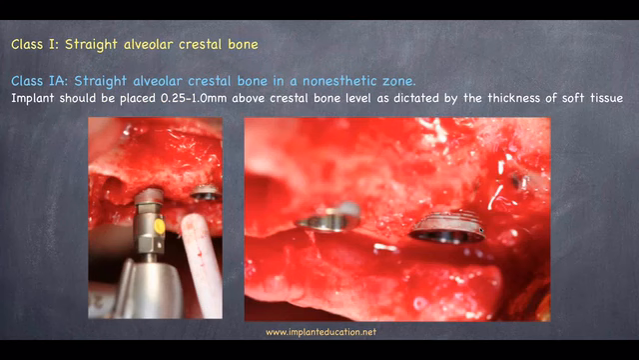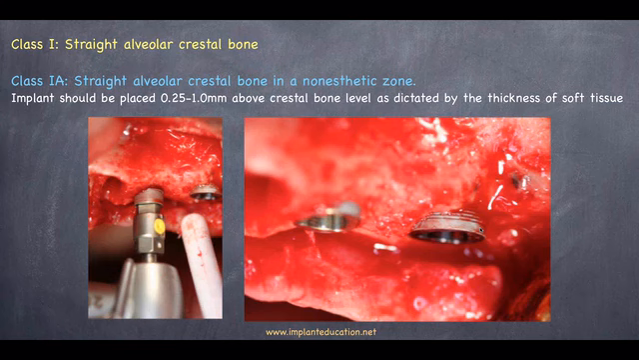Class 1 is straight alveolar crest bone, and that's divided into non-aesthetic and aesthetic zone. So you open the flap, and you really have 3 choices. Choice number 1, you have flat bone, or you have irregular bone, or you have scallop bone, because it's anterior extraction. So that's what the classification is all about. Now choice number 1 is I open a flap and I have a flat bone. So that could be non-aesthetic zone or aesthetic zone.